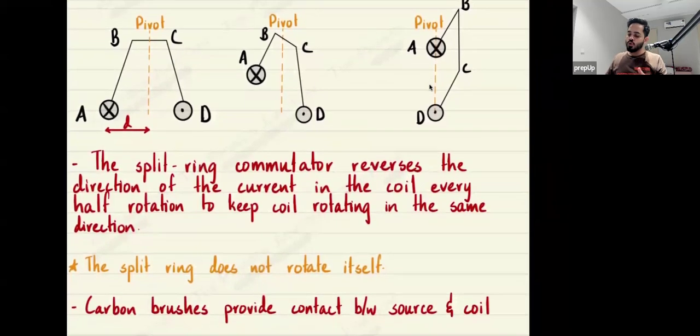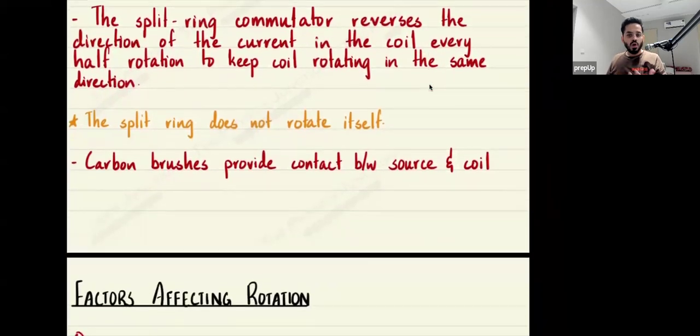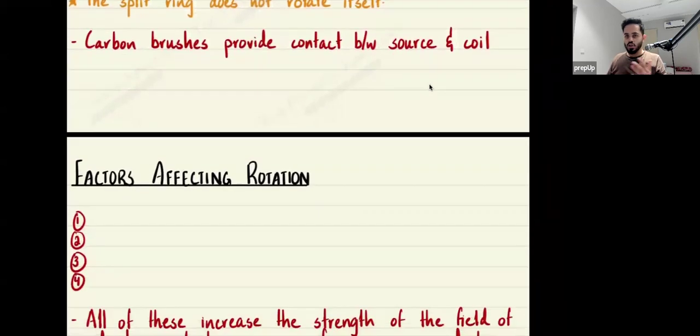What does the split ring do? So the split ring commutator reverses the direction of the coil every half rotation. So when it goes from this to this, it reverses the direction of the coil when it passes the vertical to keep it rotating in the same direction. The split ring does not rotate itself, and the carbon brushes provide contact between the source and the coil. And by the source, I mean the battery or the cell.